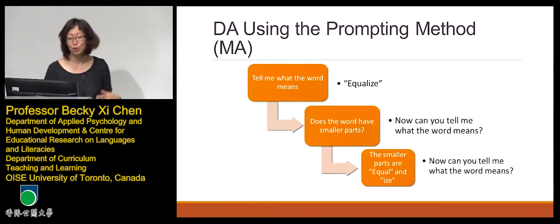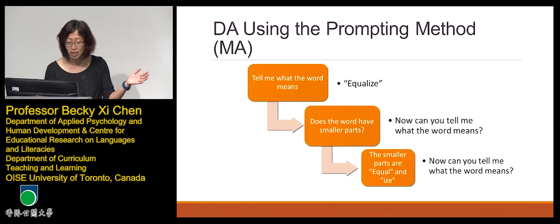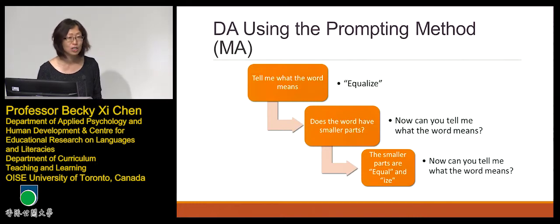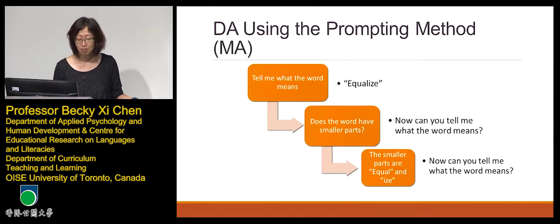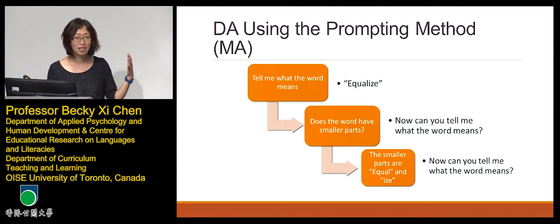So I'm going to just take one word as example. So the word is equalize. So this is supposed to be a difficult word, a challenging word for children. So you just ask them, tell me what the word equalize means. Some children, they have a large vocabulary, a large mental lexicon.